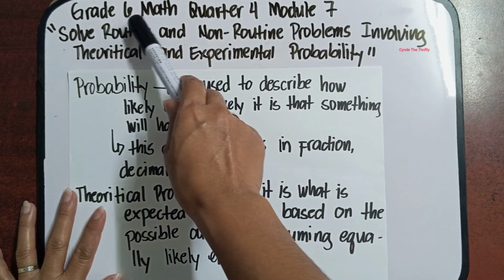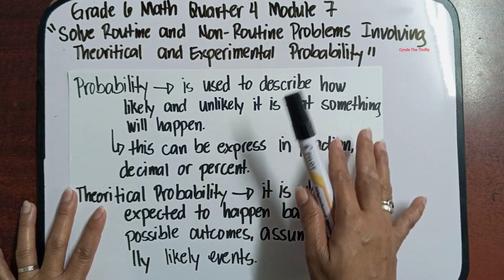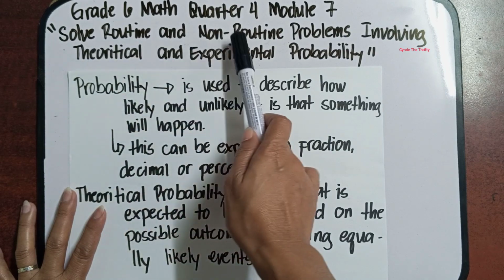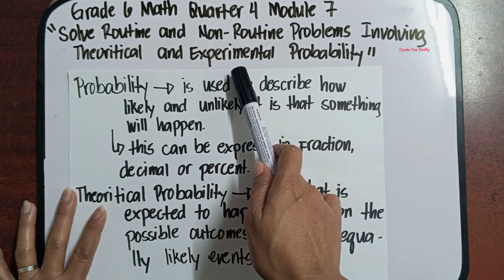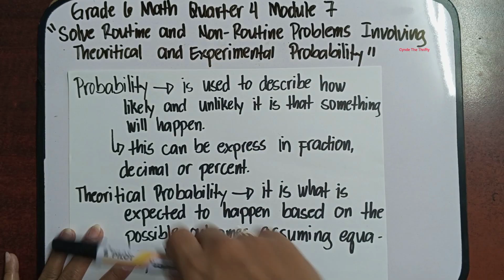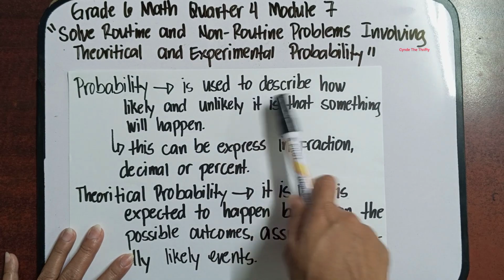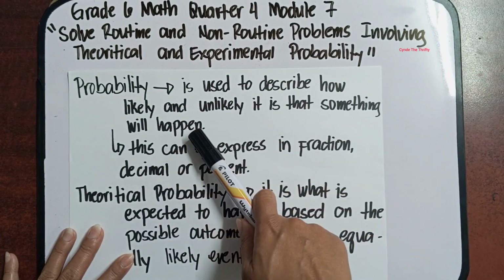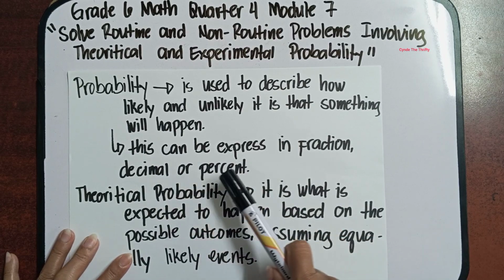Today, this is grade 6 math, quarter 4, module 7. So, nasa module 7 na tayo sa grade 6 math at last module na ito. That is, solve routine and non-routine problems involving theoretical and experimental probability. Ano yung probability? Probability is used to describe how likely and unlikely it is that something will happen. This can be expressed in fraction, decimal, or percent.